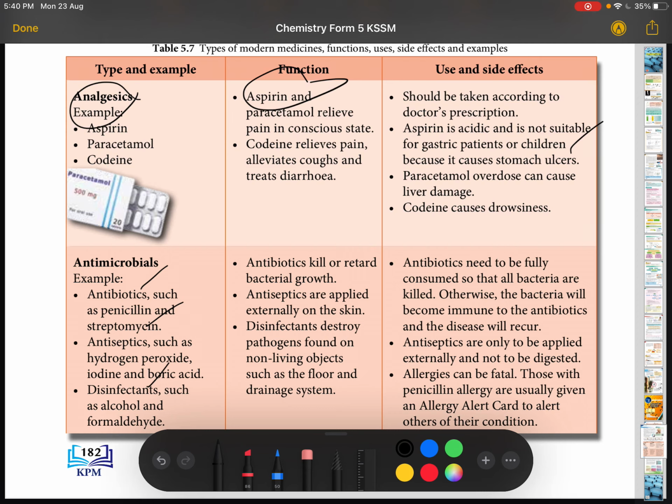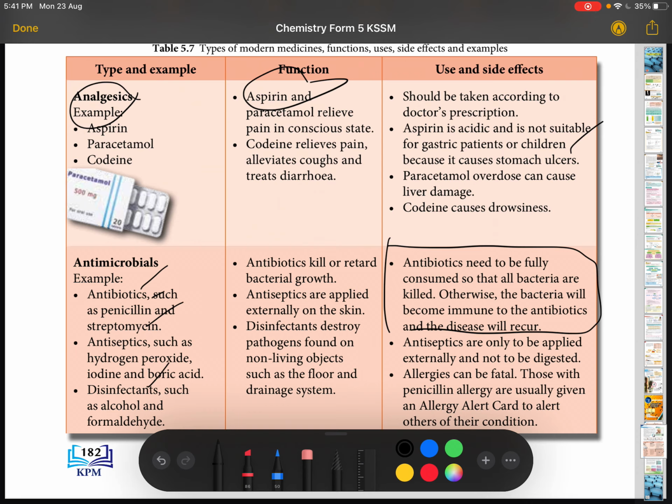Especially know the examples as well, especially penicillin. So yeah, there is one very important thing about antibiotics: you need to fully consume them. You know how when you go to the doctor and they give you antibiotics, they always say you must finish this, or else you might die. Not really that you might die, but you must finish it.